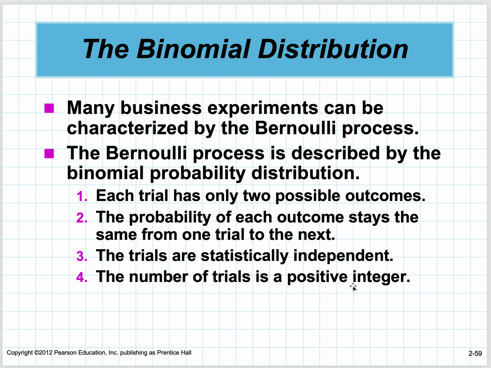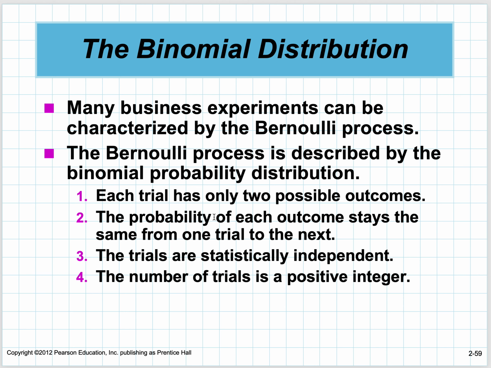There are a fixed number of trials. I'm going to flip a coin 10 times. I am going to inspect 20 items to see if they're good or defective. Each of these trials, each coin toss, each product that you're inspecting for quality, has only two possible outcomes. For a coin, it's a head or a tail. For a quality inspection, we're interested in the failure rate, so it's the number of failures. Each item that you look at is either a good product or a defective product.